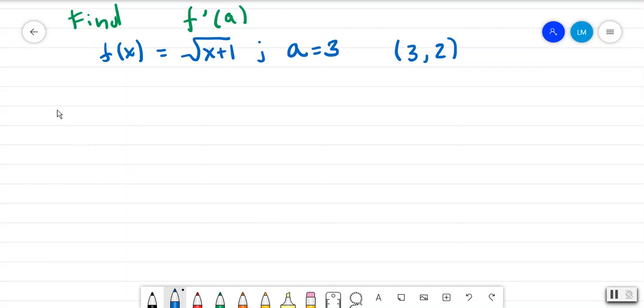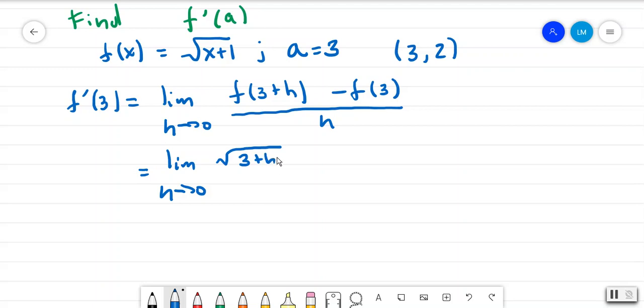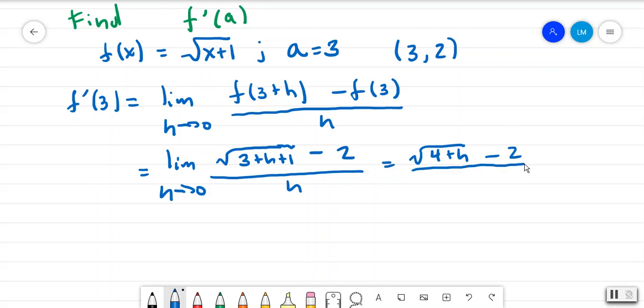To do this, we have f prime of 3 equals the limit as h approaches 0 of f of 3 plus h minus f of 3, all divided by h. That gives the square root of 3 plus h plus 1, minus f of 3, which is just 2, and all of this is divided by h. This simplifies to the square root of 4 plus h minus 2, all divided by h.